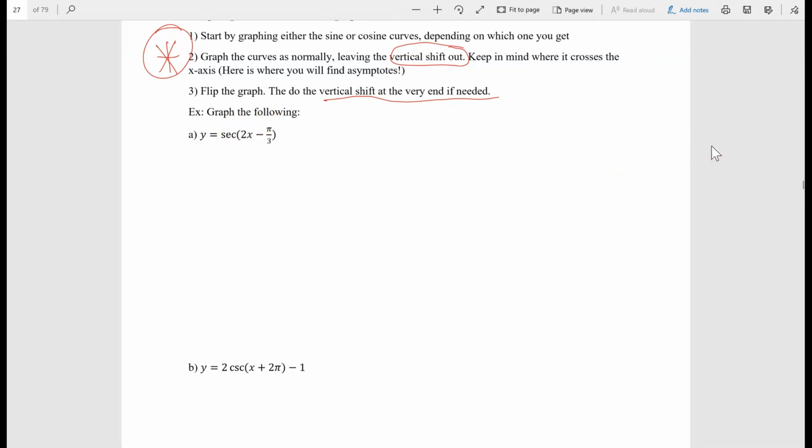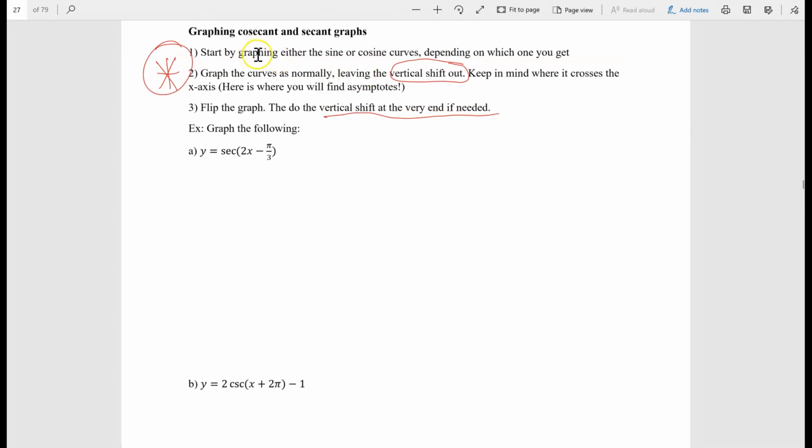So remember that the first step in this case would be to start by graphing the sine or cosine curve, depending on which one it is. If you think about it, the secant is the reciprocal of cosine. So what we're going to graph instead is y equals cosine of 2x minus pi over 3, ignoring the vertical shift. Thankfully here, there's no vertical shift, so we don't have to worry about it. Now let's start off by graphing the cosine.